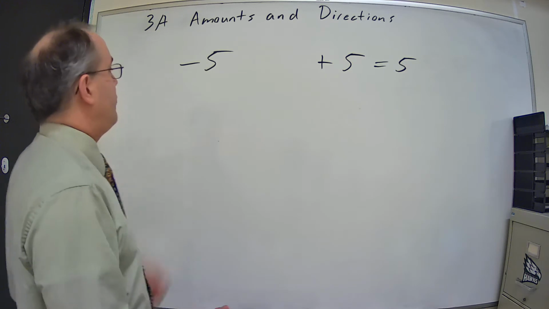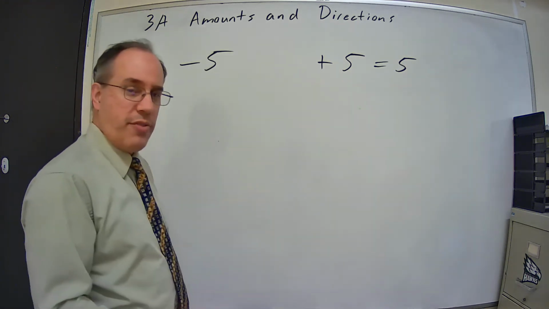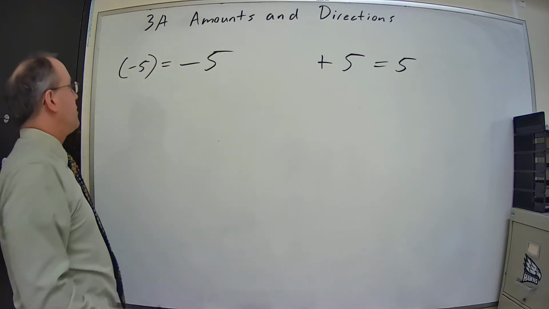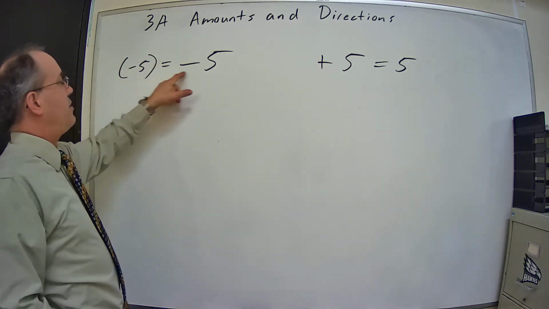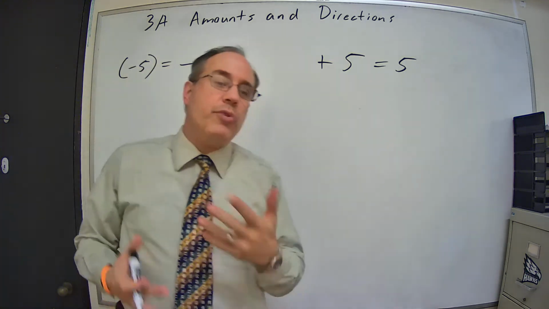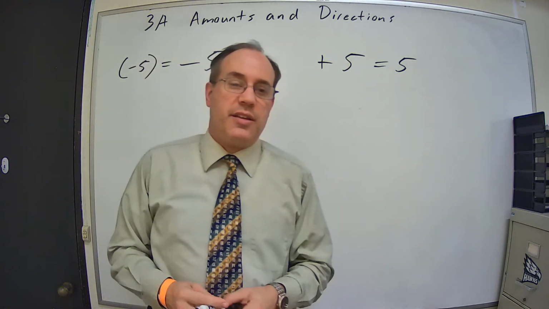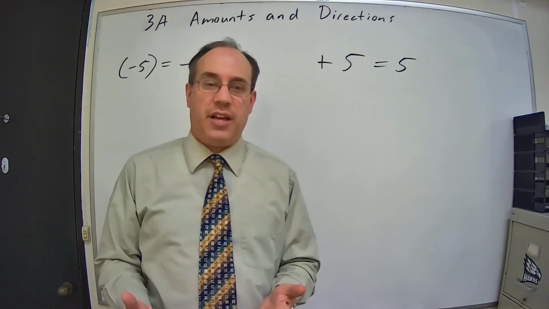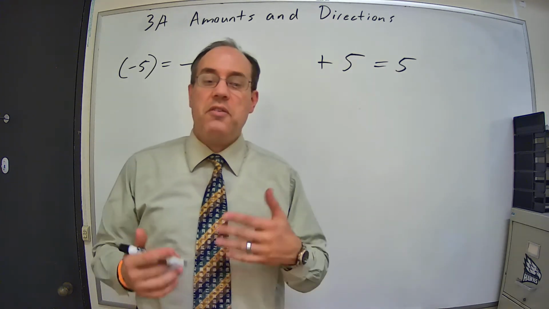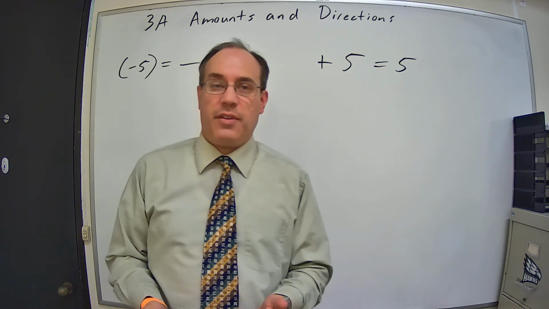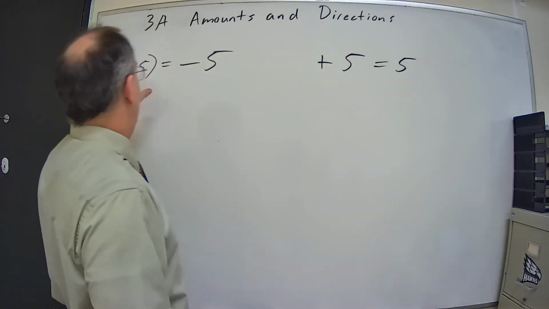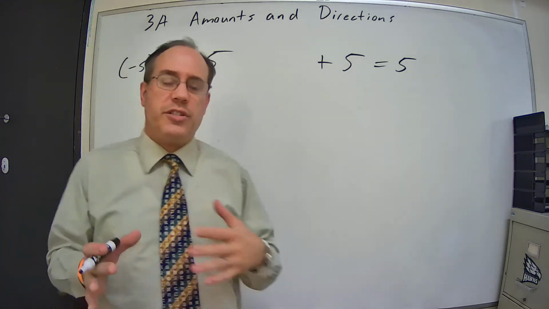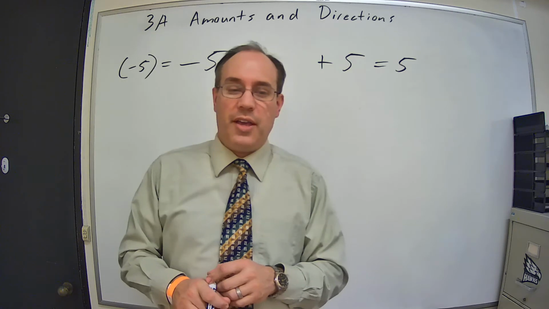Sometimes negative numbers get written with parentheses around them. So parentheses around a -5 is equal to -5. And the reason we do that is because it can sometimes be easy to confuse a minus sign with a negative sign. So that's why we put this around it. It also allows us to do different operations and such that we will talk about a little later.